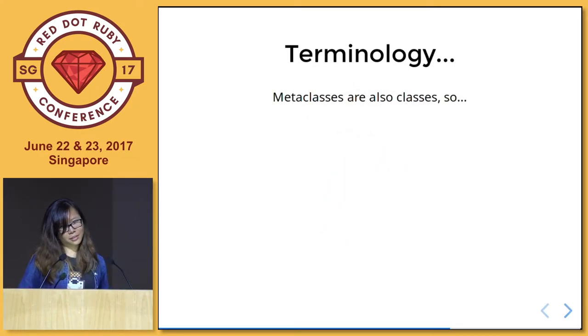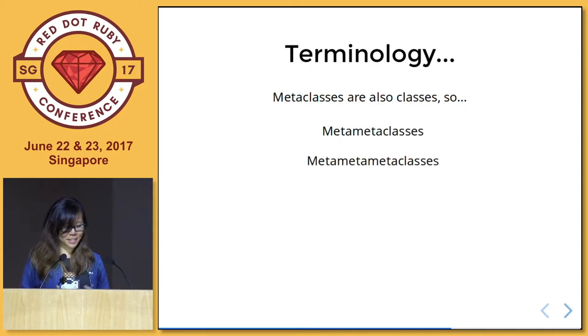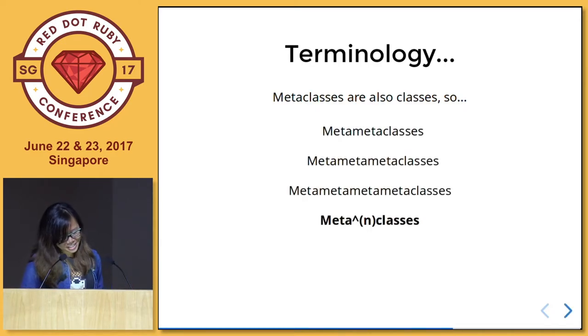And since metaclasses are also classes, you can have metaclasses of metaclasses. So meta-meta-classes, meta-meta-meta-classes, in general, meta to the n classes. Although you'll be like, well, pretty much any n greater than 1 is practically useless, right? But it's pretty fun to know that Ruby actually allows you to do this.